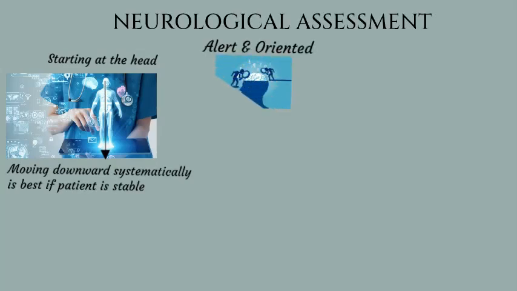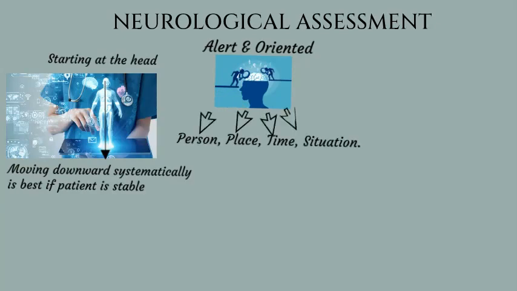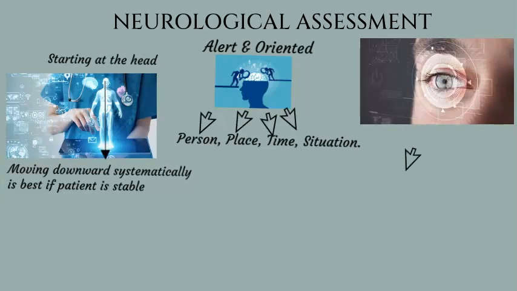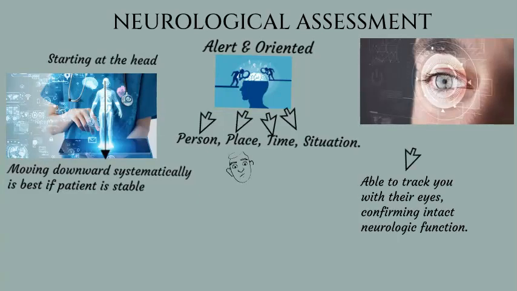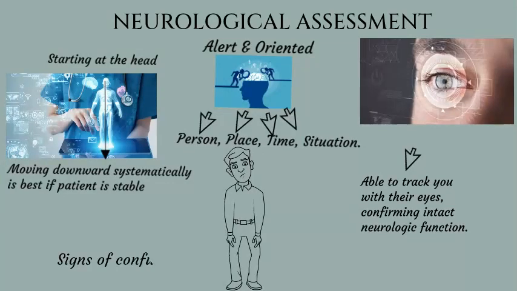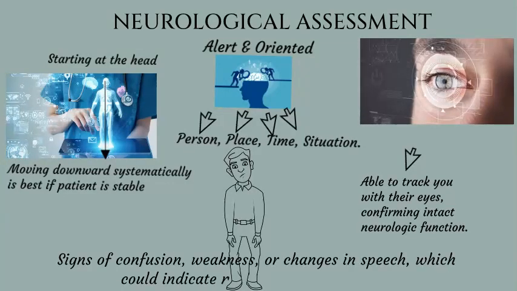A healthy assessment reveals a patient who is alert, oriented to person, place, time, and situation. They should be able to track you with their eyes, confirming intact neurologic function. Watch for signs of confusion, weakness, or changes in speech, which could indicate neurological impairment.